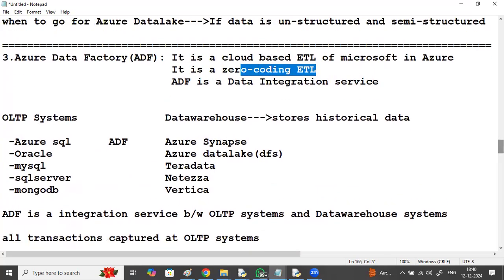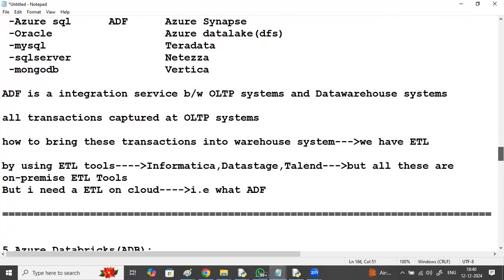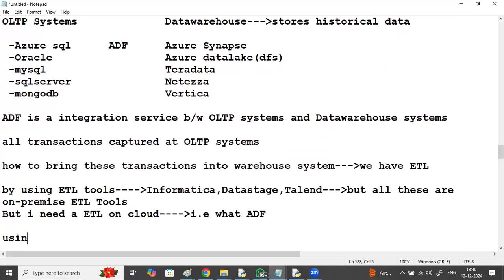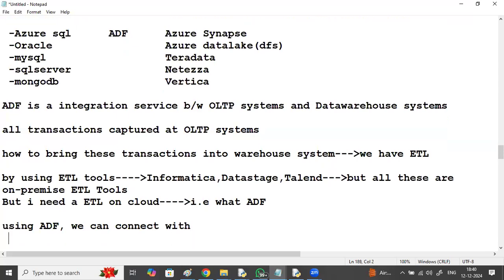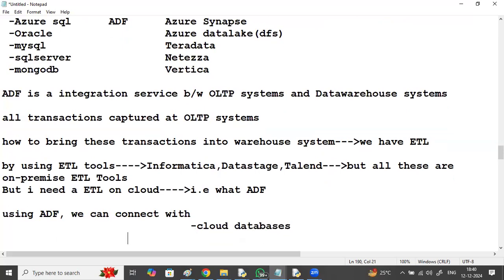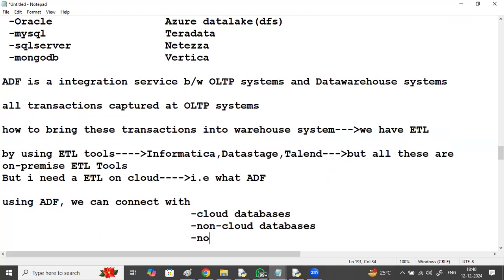Zero coding ETL. No coding is required for pulling this data. So using ADF, we can connect with cloud databases, non-cloud databases, NoSQL databases. What is that? NoSQL databases, right? Yes. Using ADF, we extract data, pump the data into a data lake or Synapse and perform transformations.